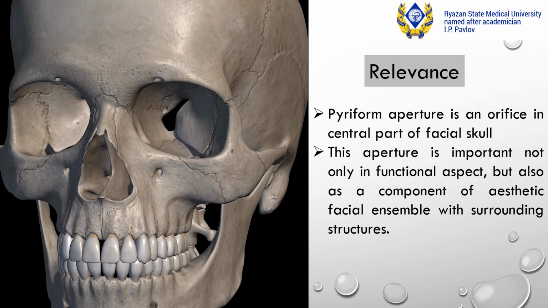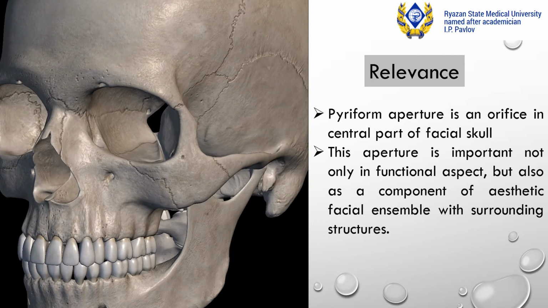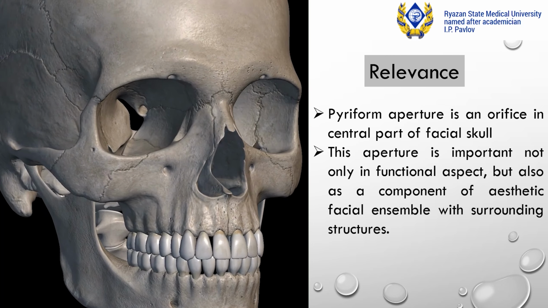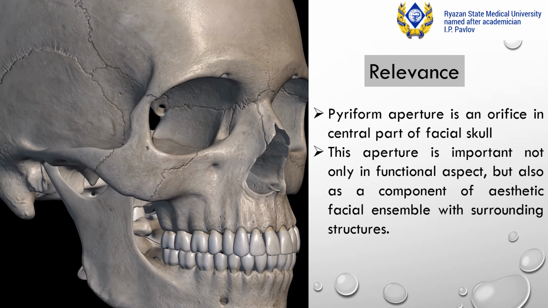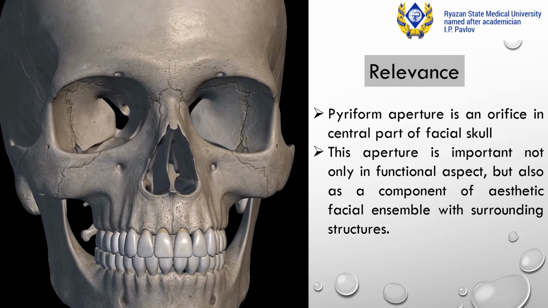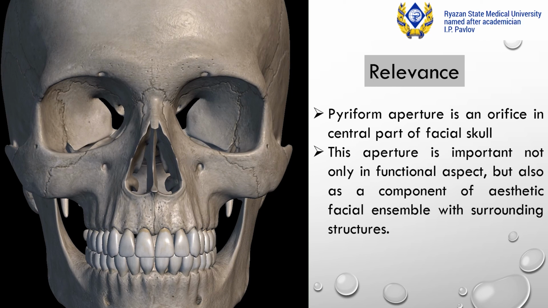The piriform aperture is an orifice in the central part of the facial skull formed by the nasal bones and the frontal and palatine processes of the upper jaw. This aperture is important not only in the functional aspect, as an element of the static component of the internal nasal valve, but also as a component of the aesthetic facial ensemble with surrounding structures and soft tissues, affecting the appearance of people.